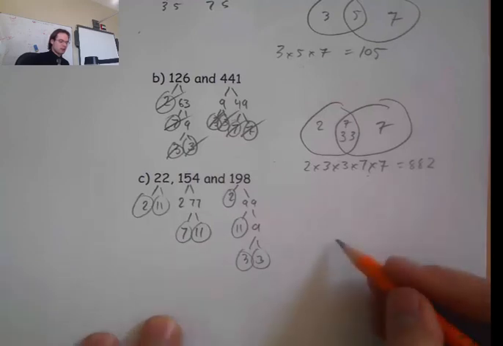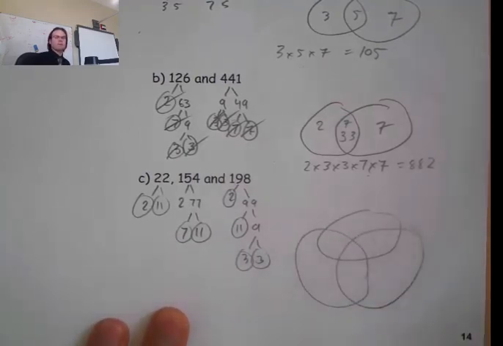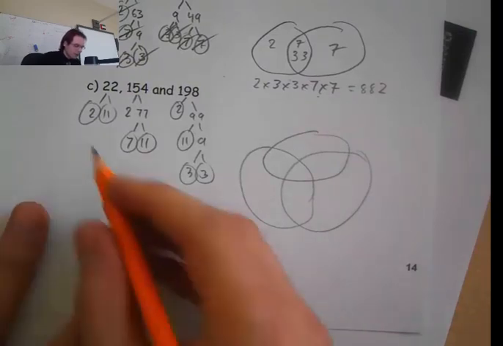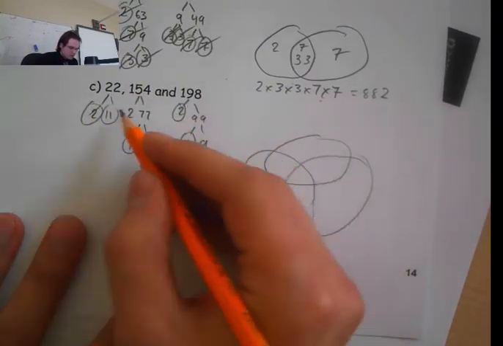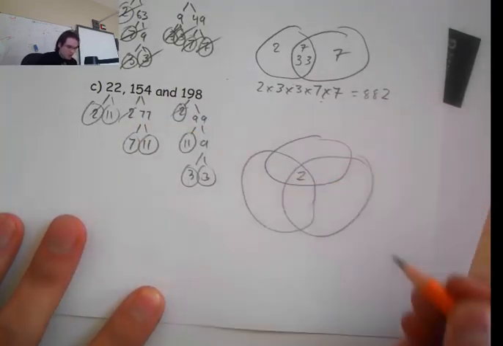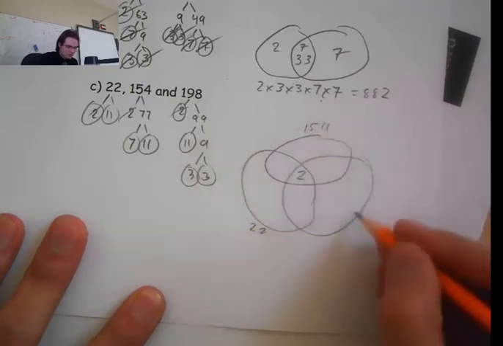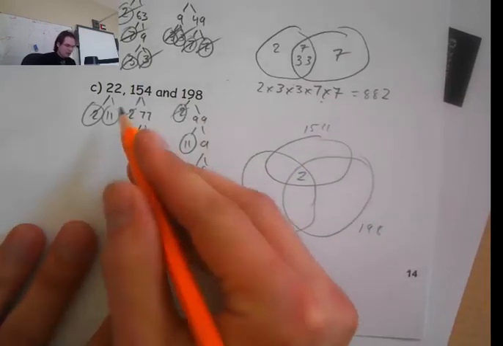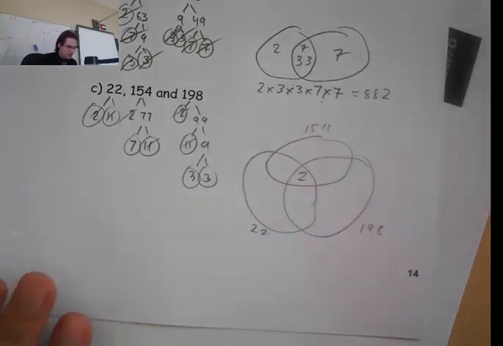Now, let's see. We have 1, 2, 3. So I look at this, and I look first at 2's. How many 2's do we have in all this? 2, 2. So there's a 2 shared in each one. Now I'm going to look at how many 11's. 11 is shared in every one.